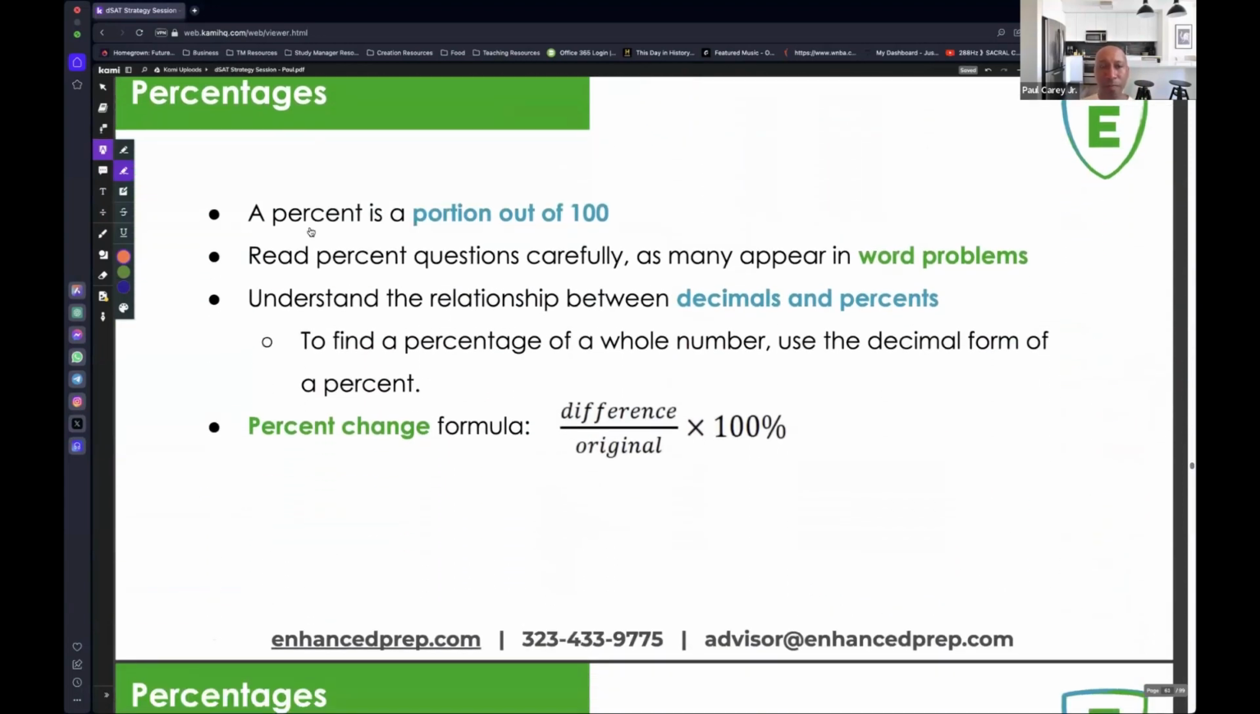For percentages, a couple of things to just remember. A percentage is a portion of 100, right? So percentages are always going to add up to 100%. If there are decimals, it's just going to add up to 1, okay? So read percentage problems carefully, as many appear as word problems. Understand the relationship between decimals and percentages, and then find the percentage of a whole number. Use the decimal form as a percent. Okay, so percent change is going to be your difference, so basically your final minus your original, divided by your original, times 100%, okay? So difference is just going to be that change that you have.